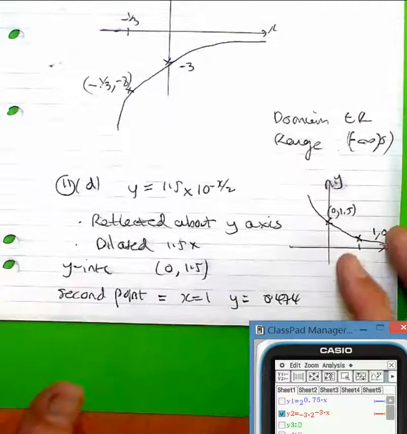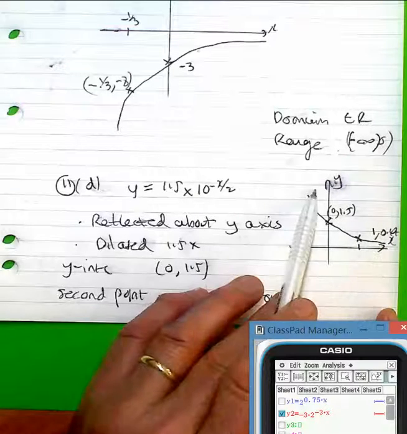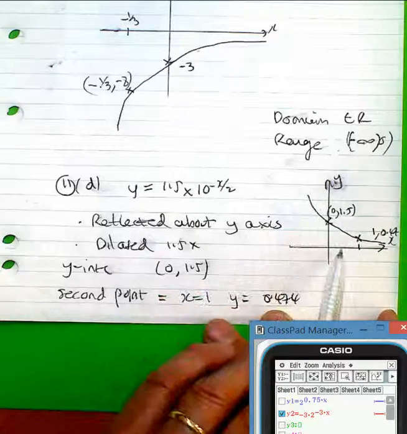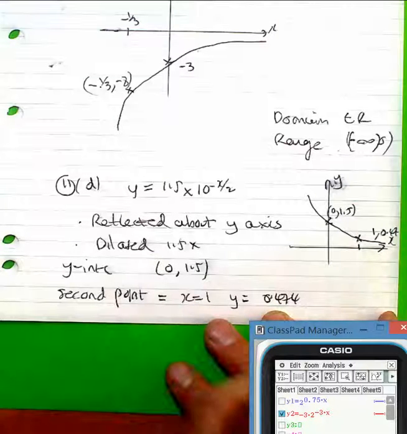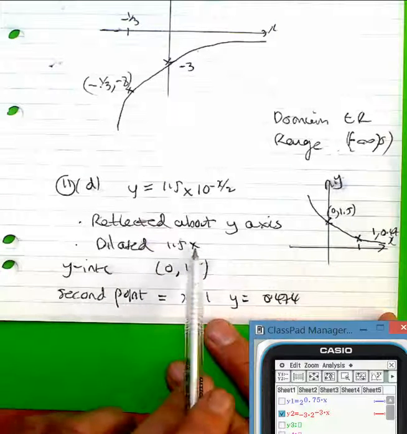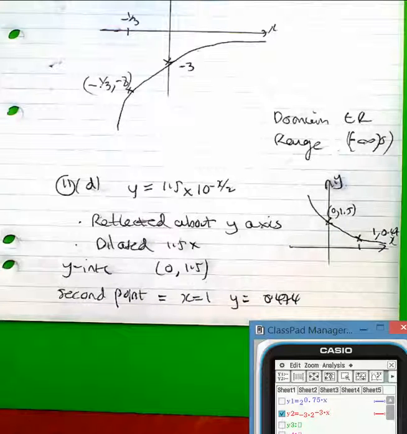I've done the last one a bit more quickly. Look, it's going to be reflected around the y-axis, horizontal asymptote at y is equal to 0. It's dilated 1.5 times. So my y-intercept, second point, will give me a graph of that order.